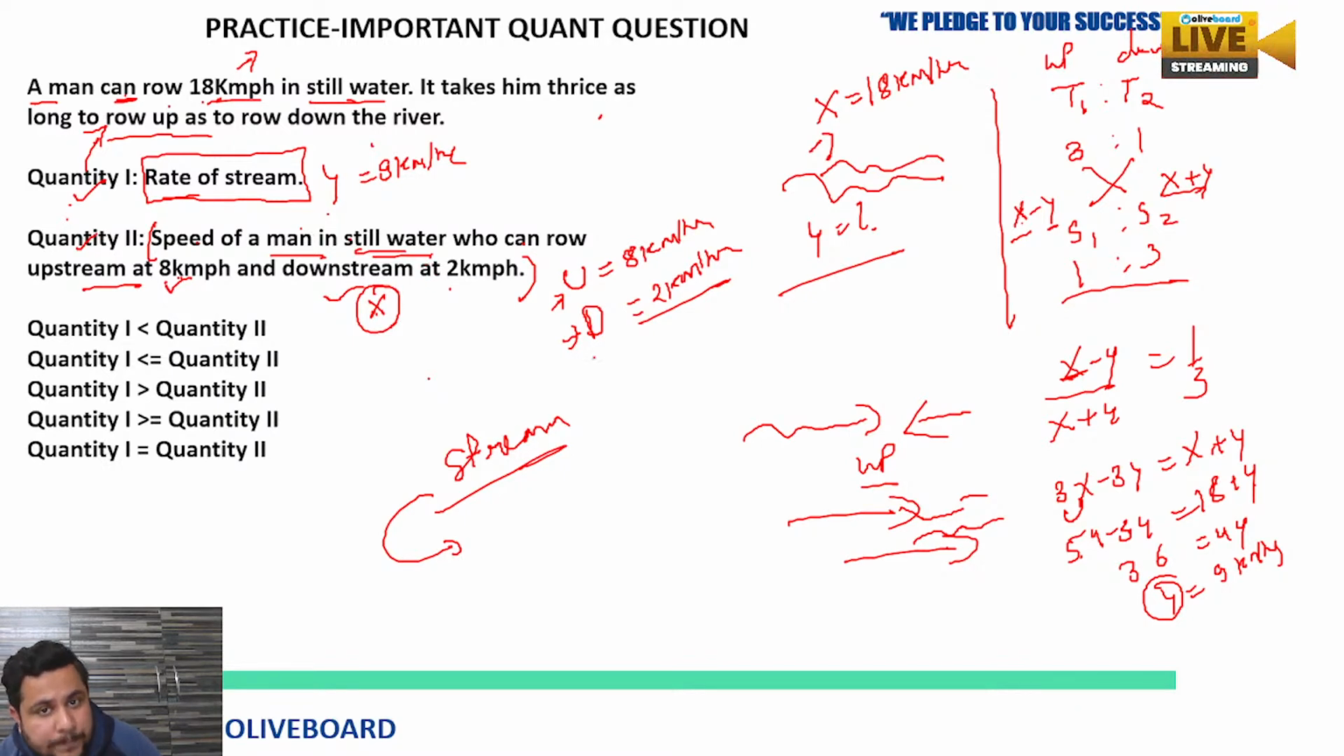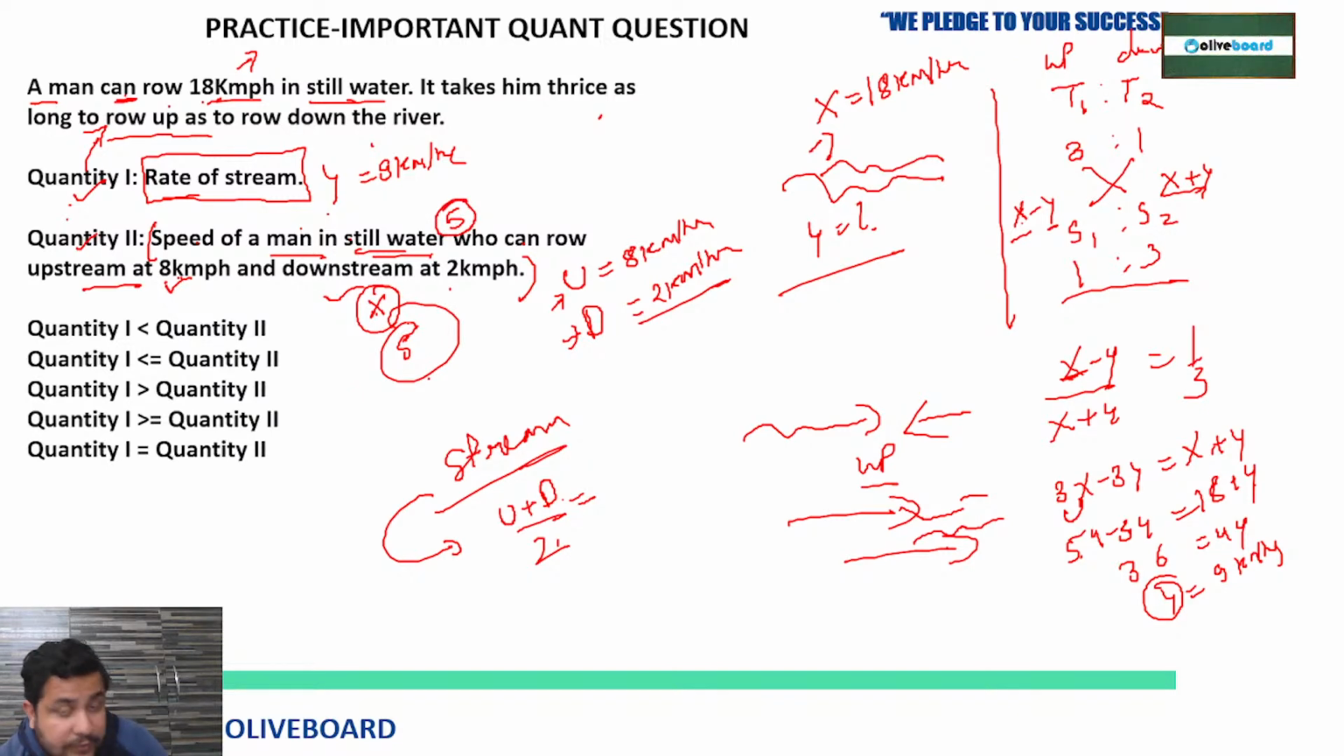So for that, what we need to do is (u plus d) by 2, the upstream speed plus the downstream speed upon 2. That will give you the speed of the man. So (8 plus 2) by 2, 8 plus 2 is 10, 10 by 2 means 5. So here the data is 5. Is this clear to all of you?